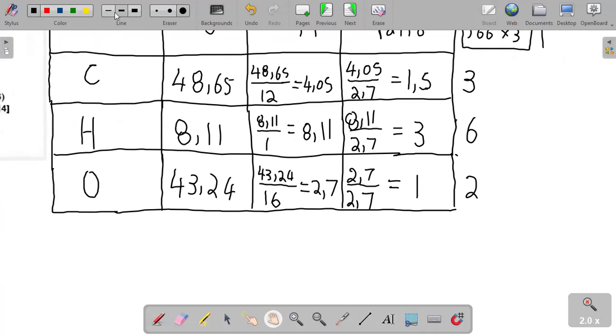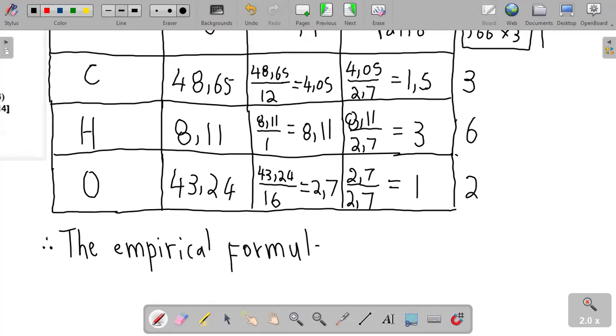This means that therefore the empirical formula is C3H6O2.